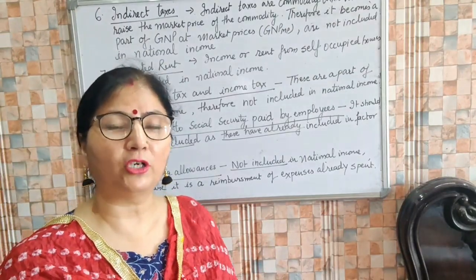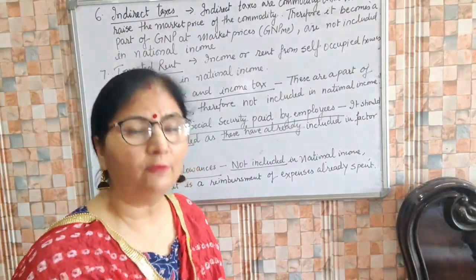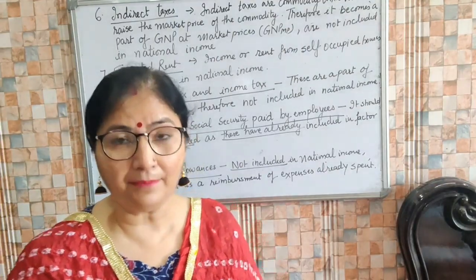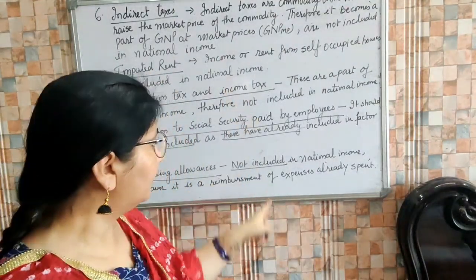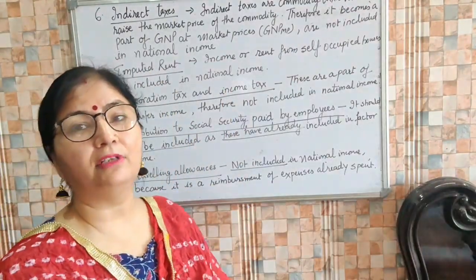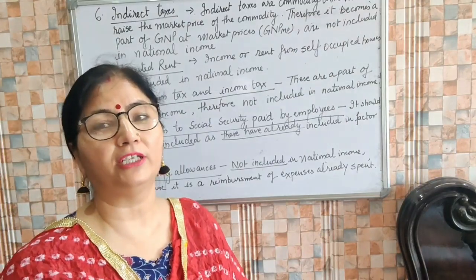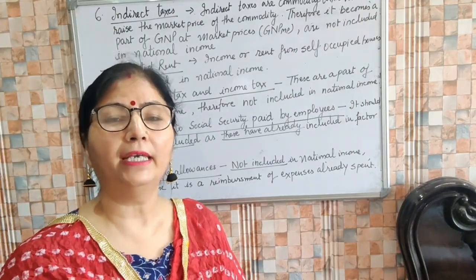So these will be the precautions which we'll be keeping while calculating national income. And if we adopt these precautions, there will be no problem of miscalculation of national income through the income method.